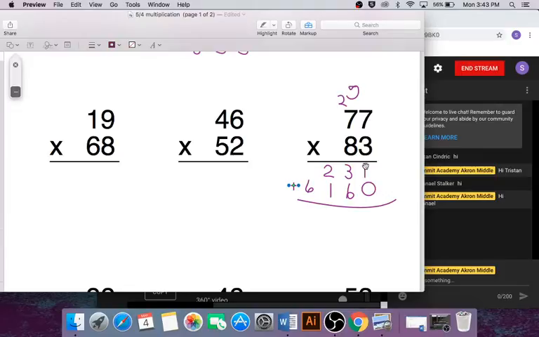Okay, now we can add our partial products together. So we have 1 plus 0 is 1. 3 plus 6 is 9. 2 plus 1 is 3. 6 plus 0 is 6. So our final answer is 6,391.